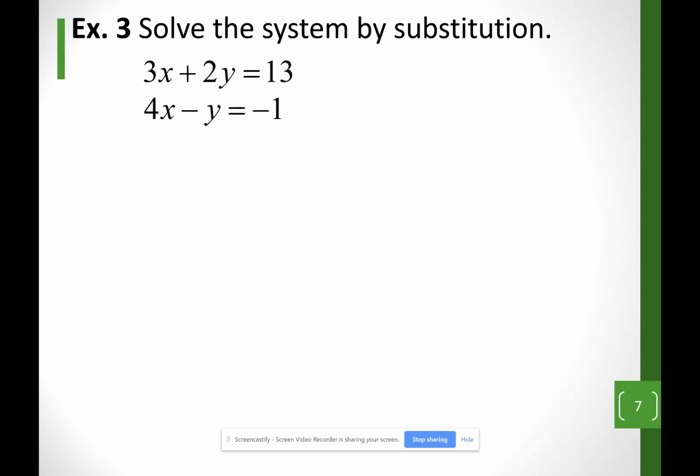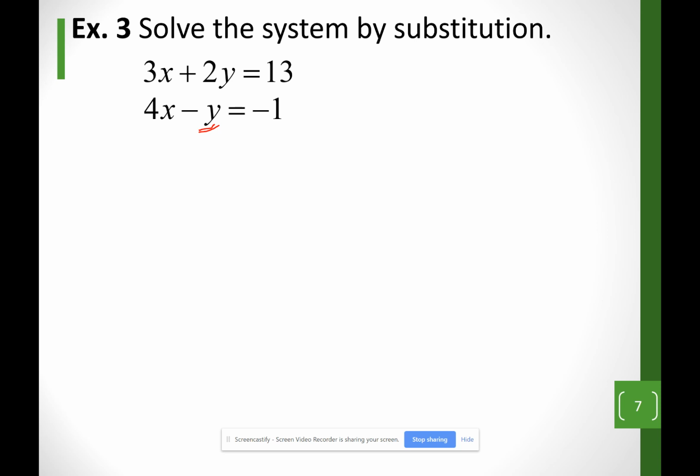Still in substitution, one thing that we need to have is one of the variables in one equation by itself. Here we don't have any, so we have to get one of them by itself. Looking at my first equation, I'm going to have a hard time getting the x or the y by itself. But looking at the second equation, I can see I can get the y by itself.